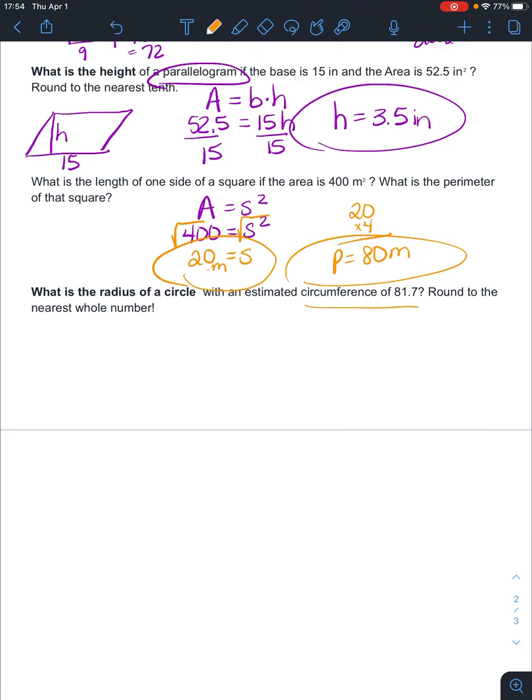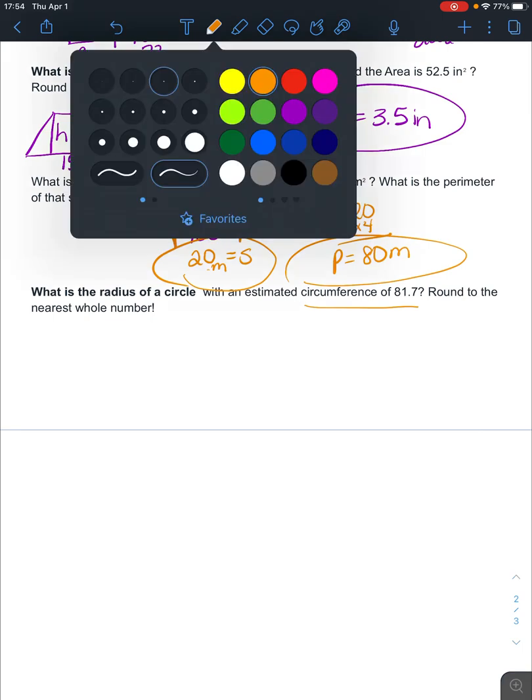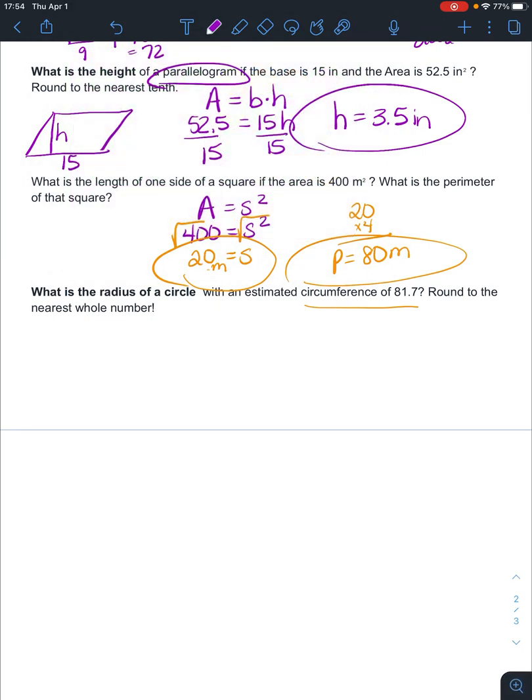The last one, what is the radius of a circle that has an estimated circumference of 81.7? All right, so the first thing we need to do is go to the formula chart and find the circumference formula. So circumference is 2 times pi times r. So now we just start substituting in what we know. Well, the circumference is 81.7, and that's 2 pi r. Now, don't forget, pi is a number.